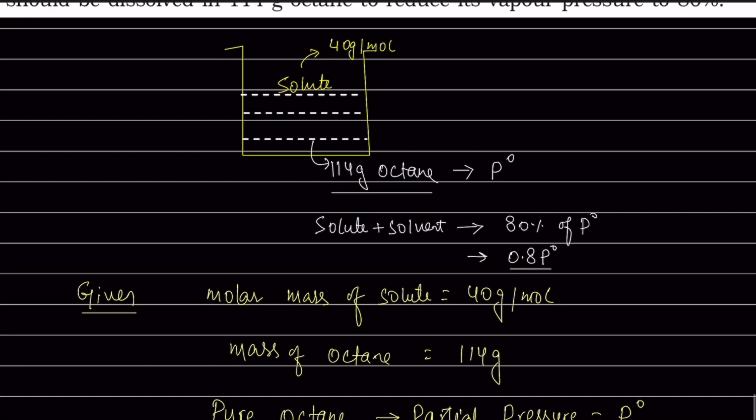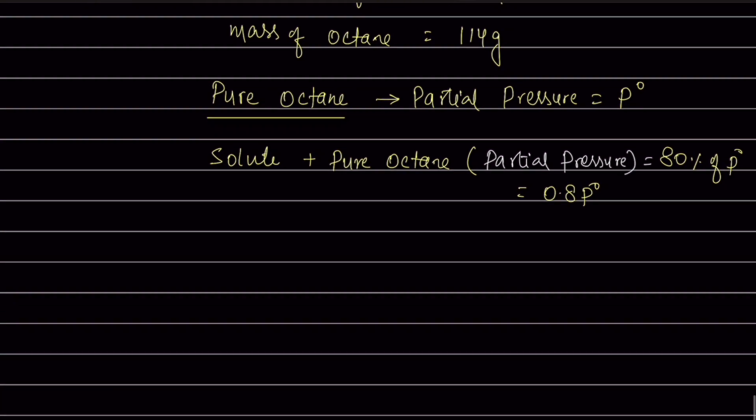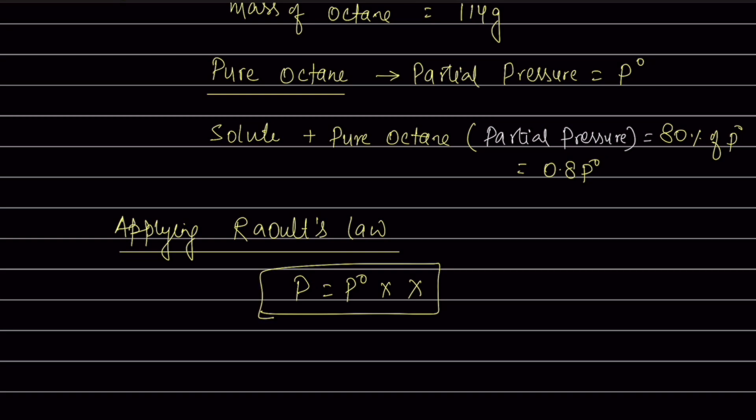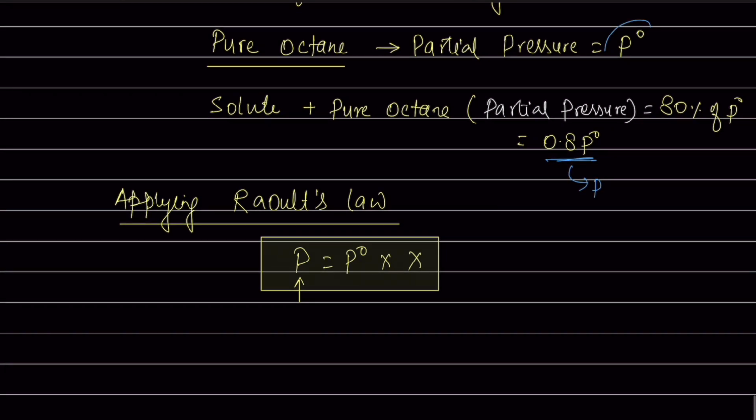Now we have to find the mass of the non-volatile solute. To find it, we can use Raoult's law. Applying Raoult's law, P is equal to P naught into mole fraction. This is our formula of Raoult's law. Here P is the partial pressure when we are adding a solute to the solvent. This is our P value. And P naught is our original pressure, the pressure of the pure form.